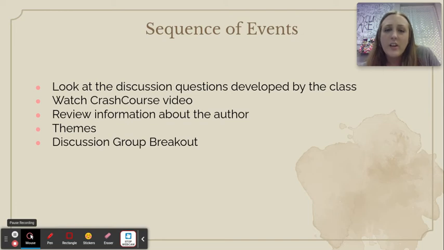Then we are going to look at 4 themes that were found in this story. From those 4 themes, we're going to break out into our discussion groups, and you already know who your partners are because we've had the same discussion group every time. With that group, you're going to analyze one particular theme and find some textual evidence. We will do an activity with all of that at the end.